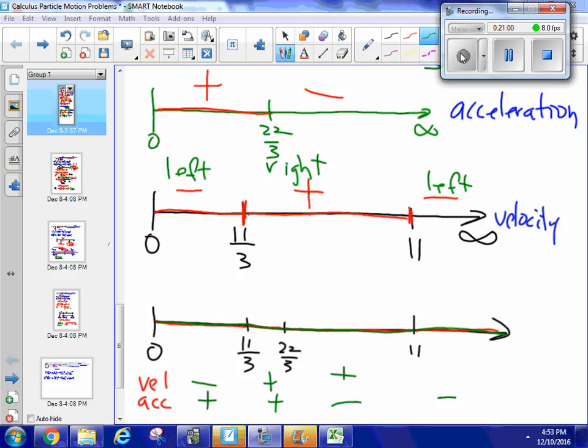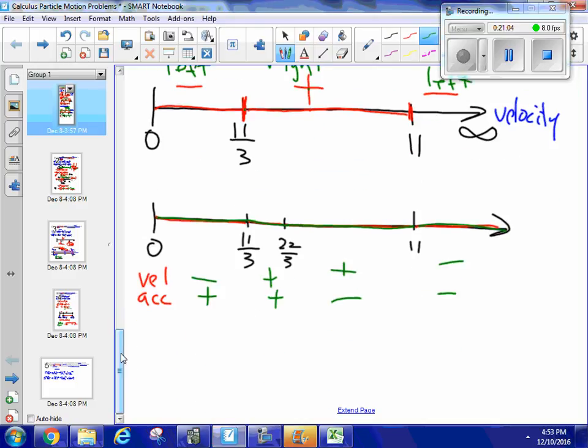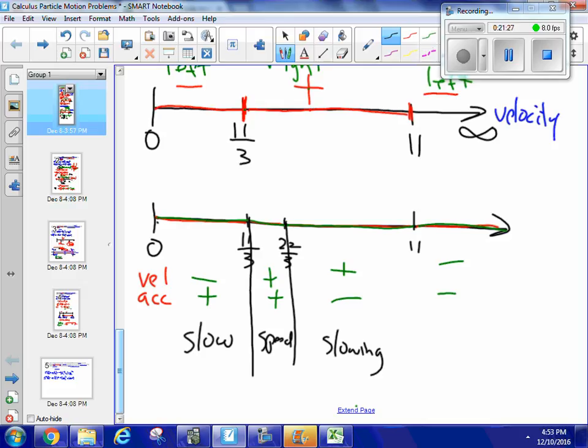So, in this case here, from 0 to 11/3, let's make a nice line there, I'm slowing down. From 11/3 to 22/3, I'm speeding up. From 22/3 to 11, I'm slowing down. And from 11 onward, I'm speeding up.